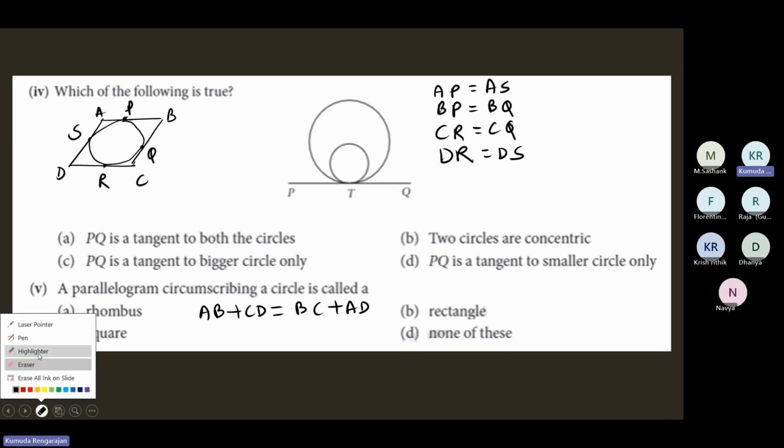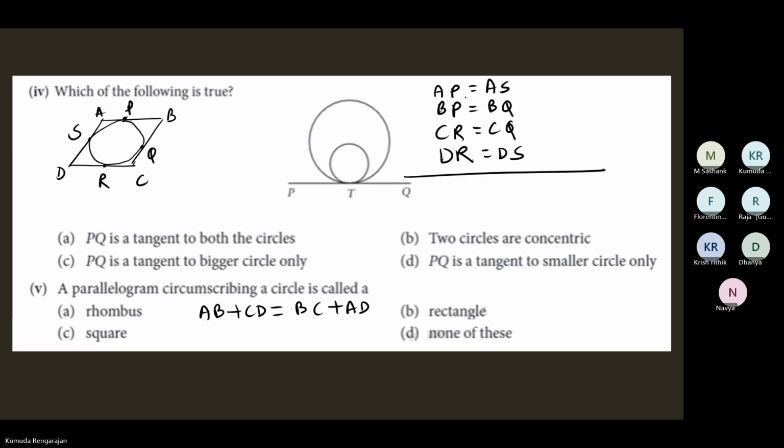Add these two results. So AP plus BP is AB. CR plus DR is CD. AS plus DS is AD. BQ plus CQ is BC. But now it's given it's a parallelogram.